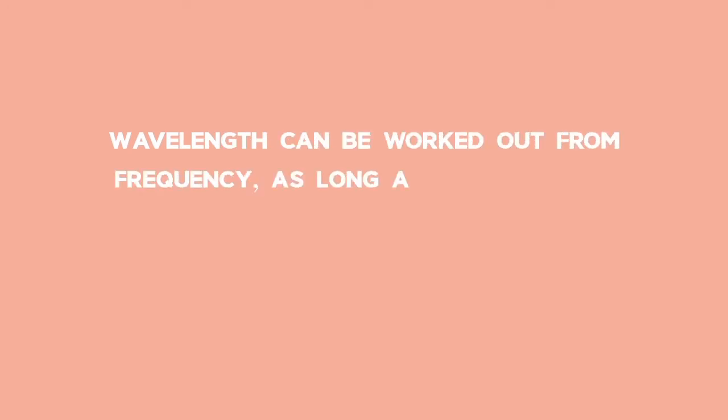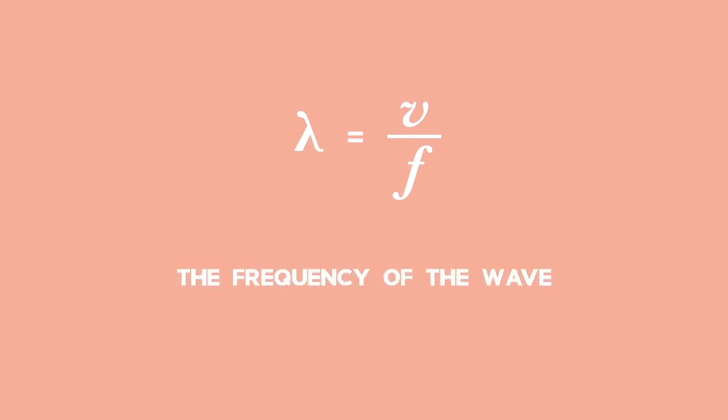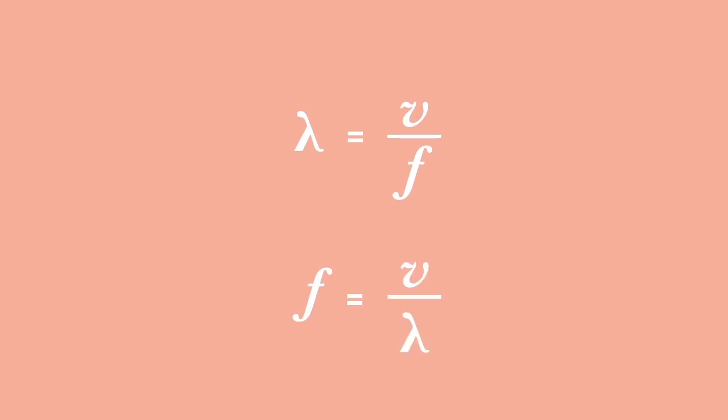So that means that wavelength can be worked out from frequency as long as we know the speed of the wave. We simply manipulate the wave equation to say that lambda is equal to the speed of the wave divided by the frequency. We can also calculate the frequency of the wave in a similar way. Then f is equal to the speed of the wave divided by lambda.